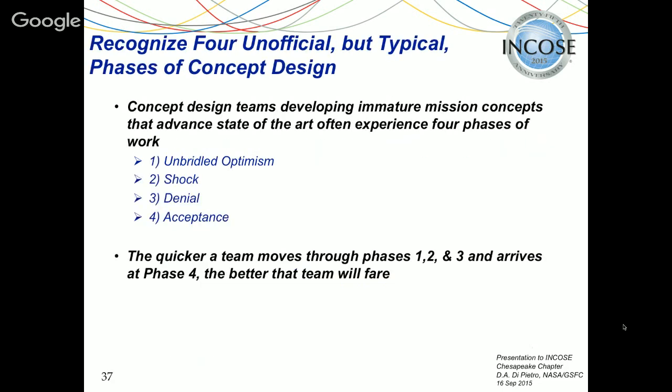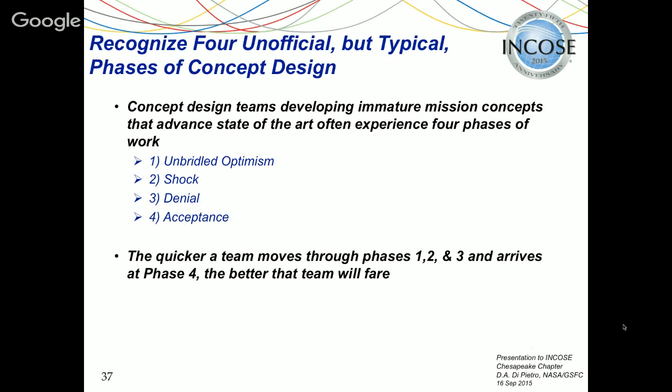Finally, recognize the 4 unofficial but typical phases of concept design. And there are 4. The first phase is unbridled optimism. This phase would be, for example, the team sitting around the table, talking about the new project, how wonderful the mission is, how good the science is. If it's a proposal, they may say it has the best chance to win. And requirements might be considered, but in a somewhat not cost-constrained fashion.